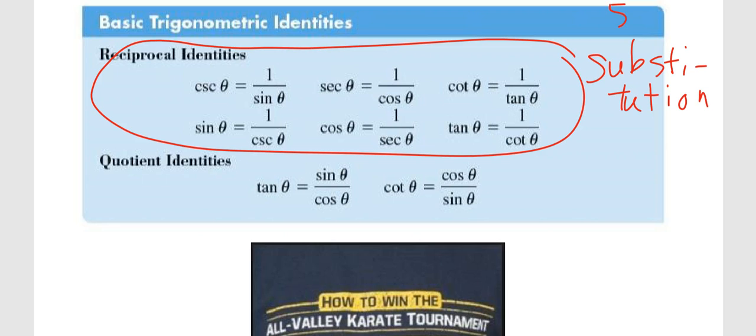The quotient identities that they list right there. Tangent, we should know that's y over x, right? That's the slope of the line. Well, if y is the sine and x is the cosine, then we should be able to write that as sine over cosine, which makes sense. And then cotangent would be the reciprocal of that, cosine over sine. Those are basic facts that you need to know.